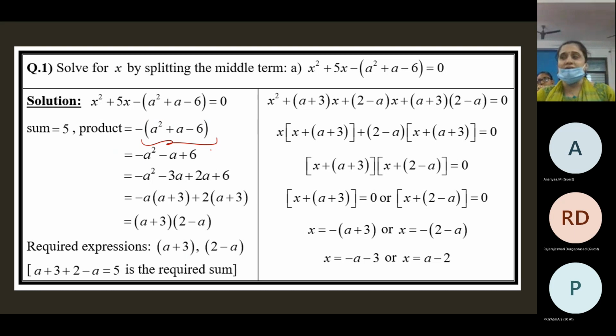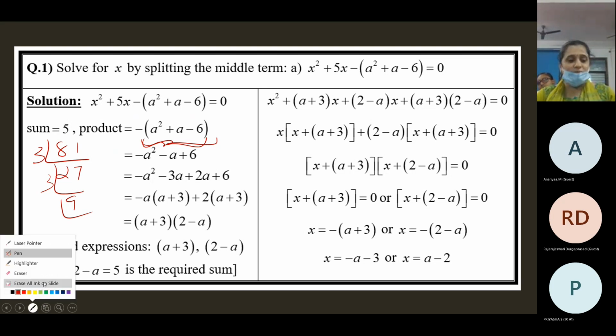The product itself is a quadratic expression. So you solve it by splitting the middle term. Like if it is a number, what would you do? If you had a number like, say, 81, then you would find the prime factors, 3 times 27, 9 times 9, and so on, to find the two numbers that satisfy the sum and product.